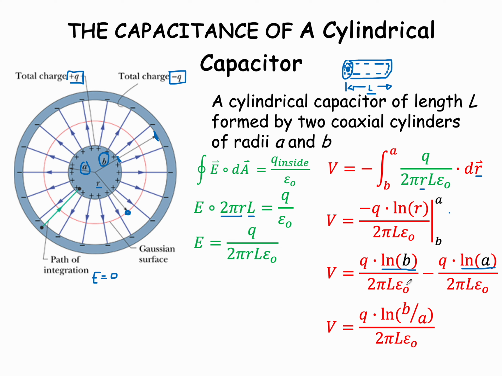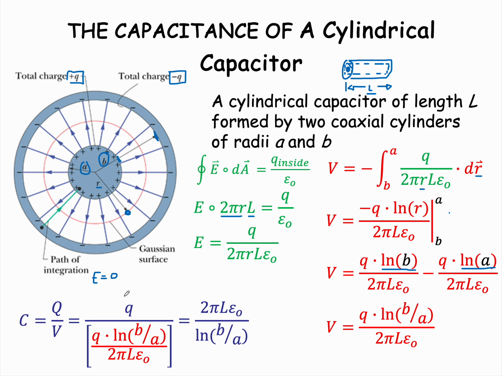Last step, to find the capacitance, we just have to plug it in. So the charge is just going to be Q, the charge on one of the two plates. And then the potential from over here, we're going to plug that in for V. It gets a little ugly. Good news is Q cancels, but we end up with this expression right here. And this is the definition of the capacitance of a cylindrical capacitor. Notice that it is proportional to the length of the capacitor. And it also depends on the inner and outer radius of the two conductors as well.